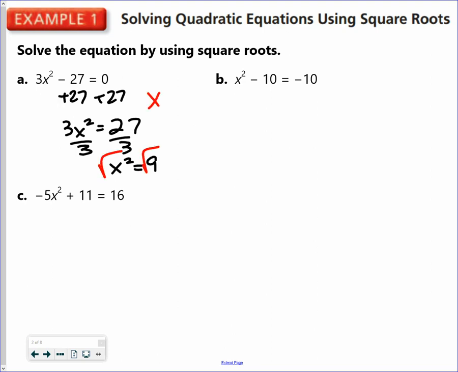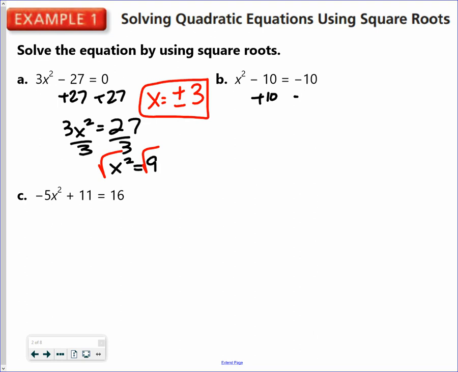Now, there is a little tidbit that we need to talk about. Anytime you take the square root of both sides of an equation, the answer will always be plus and minus. So you're going to get a plus and minus sign, and then the square root of 9 is 3. So the answer to this question is positive and negative 3. The reason for that: when you square positive 3, you get 9. When you square negative 3, negative 3 times negative 3, you get 9. So that's why you need both the plus and the minus.